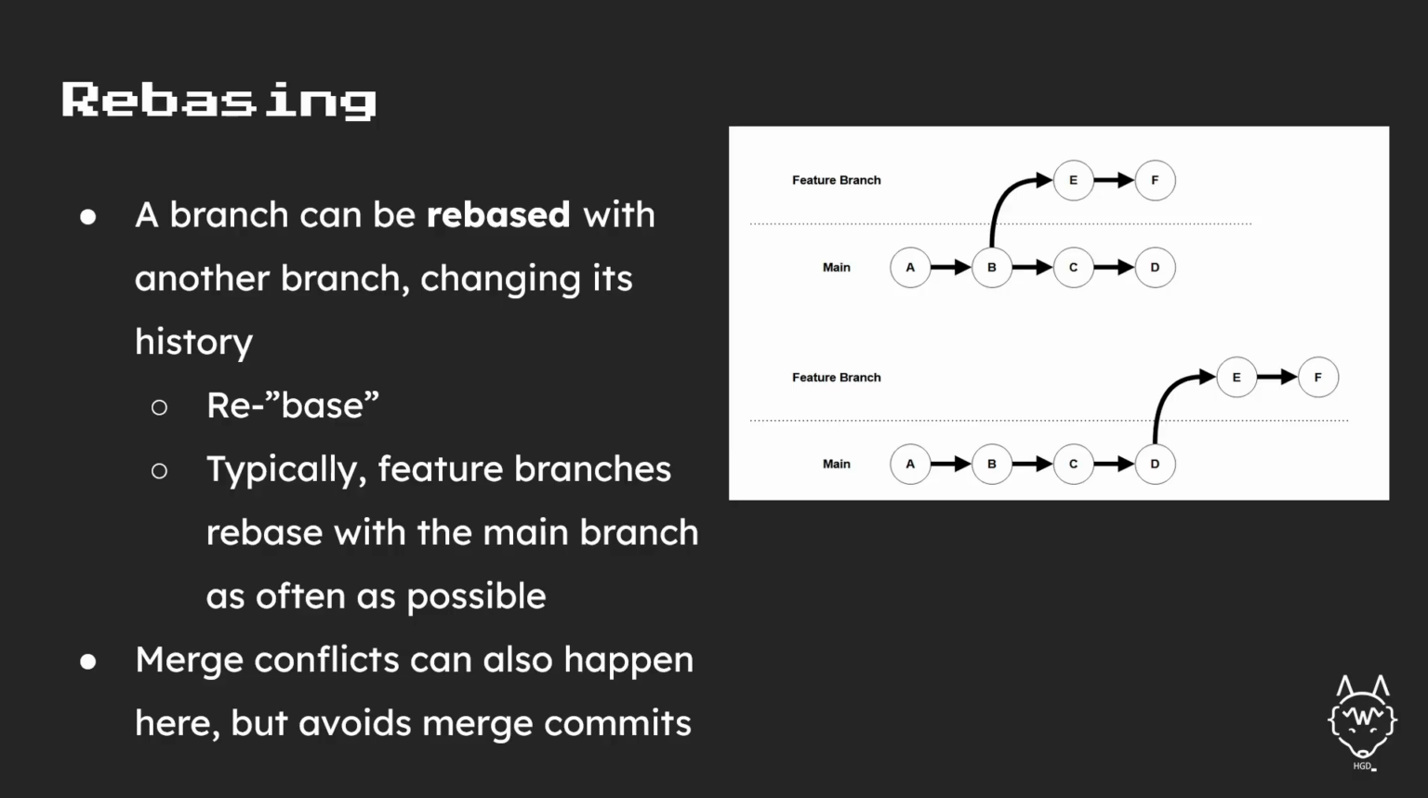One way you can help avoid these merge conflicts is by rebasing. So a branch can be rebased with another branch, changing its history. It's called rebasing because you're changing the base of your branch, the base of your branch's history, basically. Typically, feature branches rebase with the main branch as often as possible. So anytime there's a change in your main branch, you will often want to rebase your current working branch, your feature branch. Merge conflicts can also happen, but if you do rebasing properly and you coordinate your work properly, you can avoid merge commits.